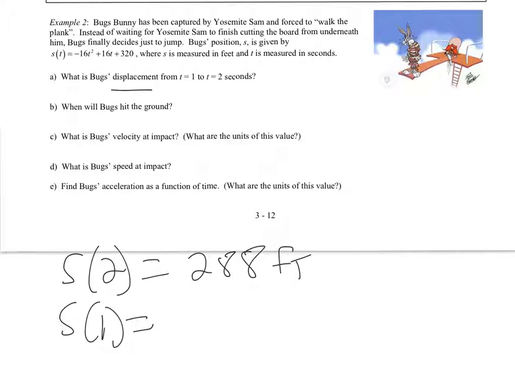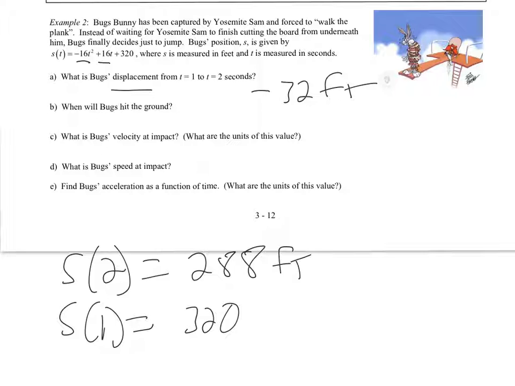As S of 1, I'm going to substitute in 1 here, and negative 16 times 1 plus 16 times 1 cancels out. I'm getting 320, so I'm going to subtract that. What's 320 minus 288, or 288 minus 320, really? So it's negative 32 feet. That means he's fallen 32 feet in that 1 second time.